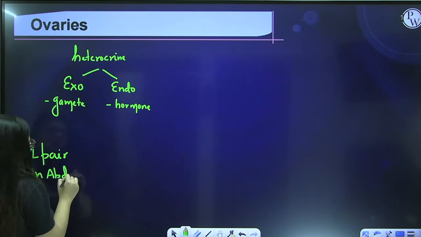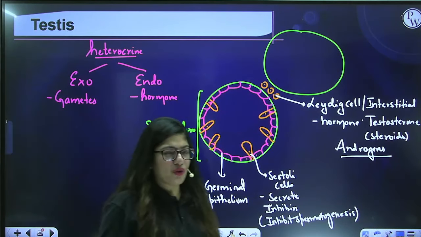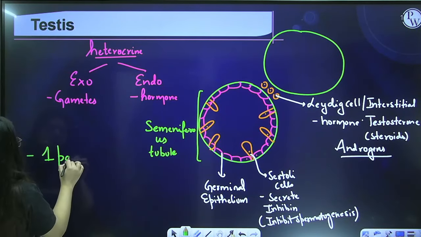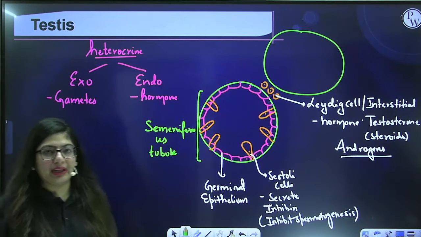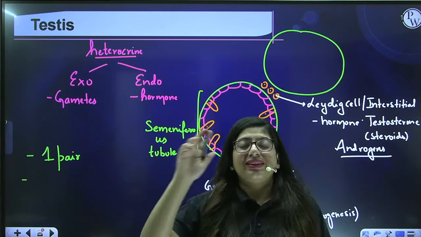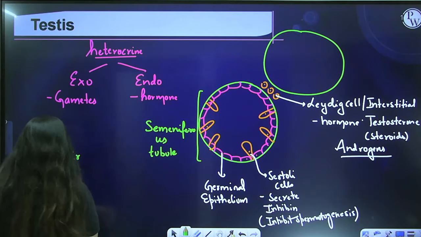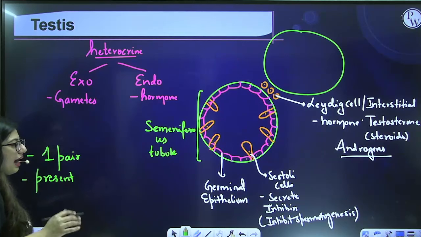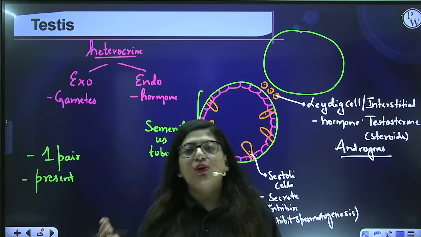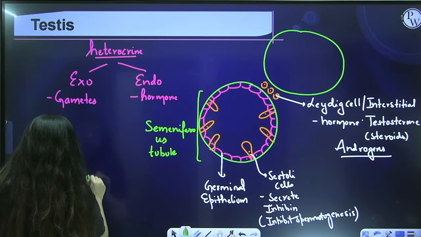But if I talk about the testes, how many testes does a male have? 4, 5, 6, 7, 8, 9, 10? Ma'am, no. 2, one pair. So testes are also one pair. But unlike those of the female, they are present in the scrotum, which is outside the abdomen. The testes are never present in the abdomen. Why? Because they cannot bear high temperature. The temperature outside the abdomen is lower, and lower temperature is needed for spermatogenesis. So one pair present outside the abdomen in the scrotum.